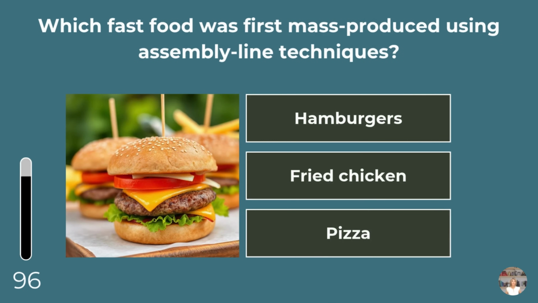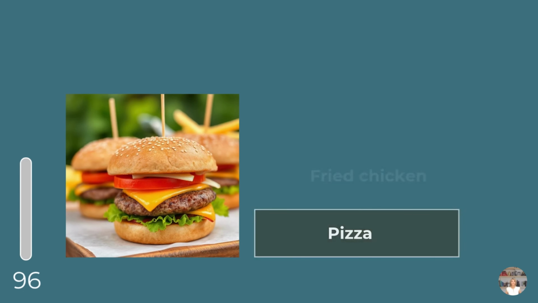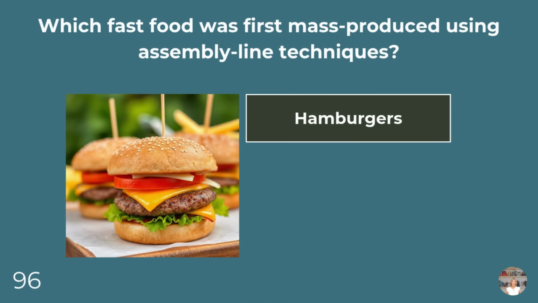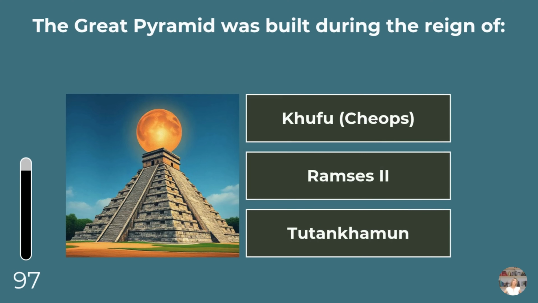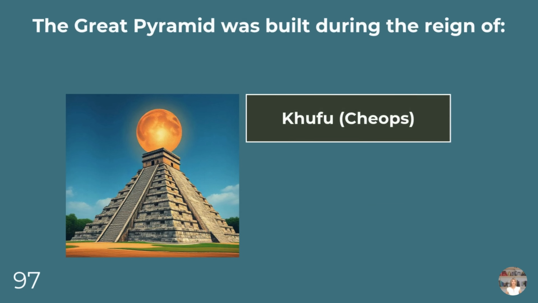Which fast food was first mass-produced using assembly line techniques? Hamburgers, fried chicken, or pizza? Hamburgers. The Great Pyramid was built during the reign of Khufu, Ramses II, or Tutankhamun? Khufu.